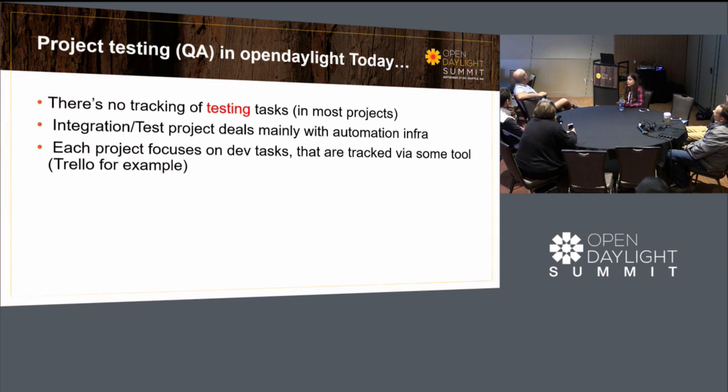Like in NetVirt, for example, for the dev tasks, you have Trello boards where you can track who is implementing which feature. So I signed up for the integration project, and then all I saw there were infra issues, VMs failing and reports being fixed, but I couldn't find where people say which kind of features they are going to test and how. And in dev tasks, it's already being handled pretty well.